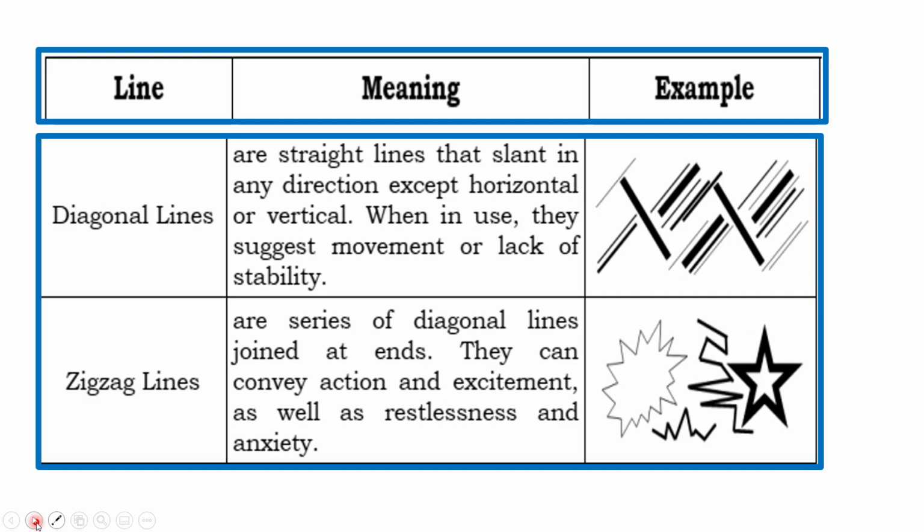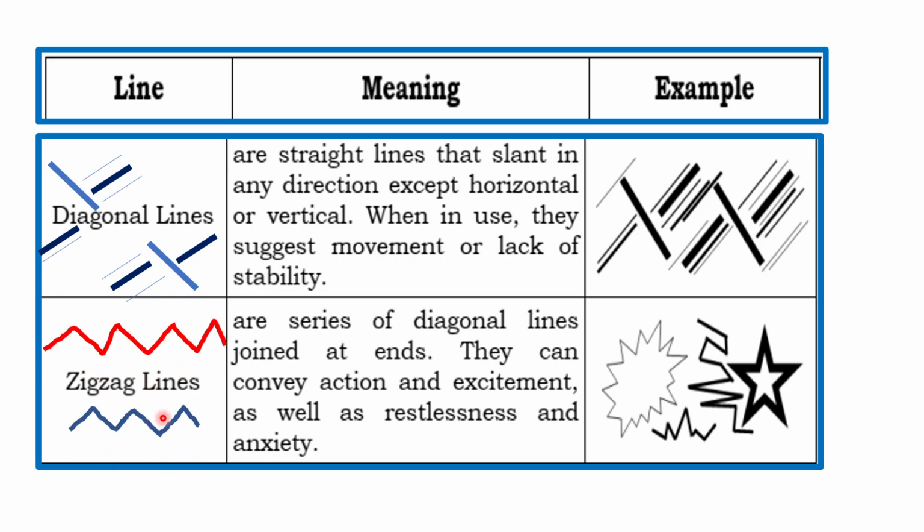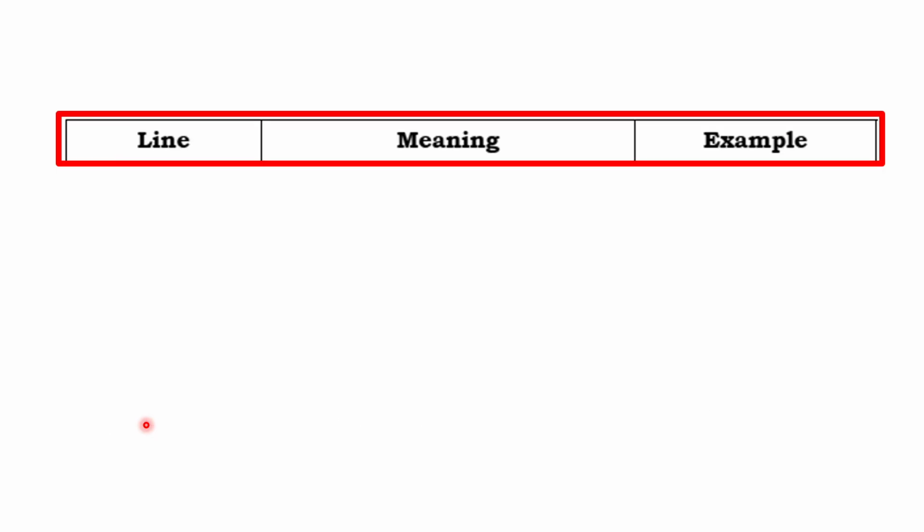Diagonal lines are straight lines that slant in any direction except horizontal or vertical. When in use, they suggest movement or lack of stability. Zigzag lines are series of diagonal lines joined at ends. They can convey action and excitement, as well as restlessness and anxiety.